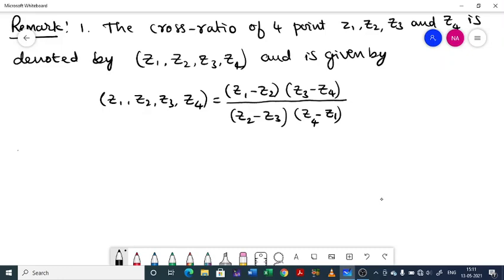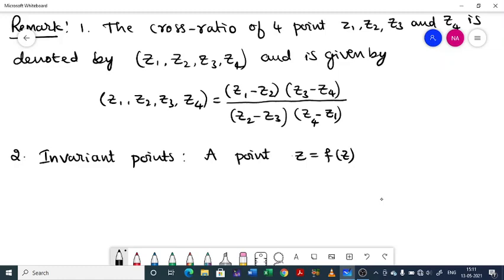This is the first remark we must have. Second one is invariant points. What do you mean by an invariant point? A point z equal to f of z is said to be an invariant point. There is one more name, invariant point or fixed point.